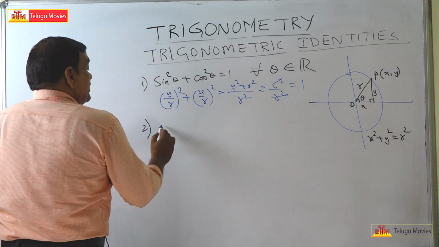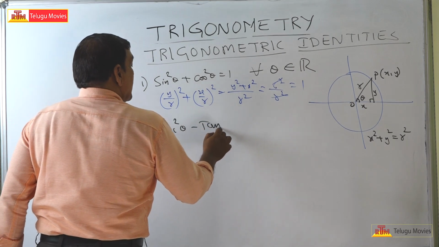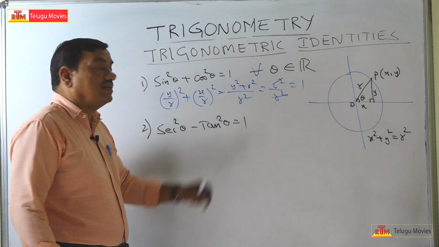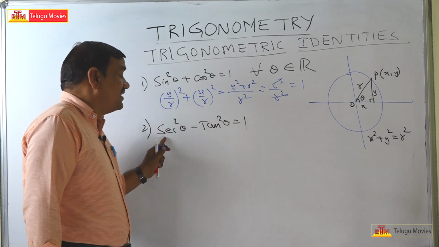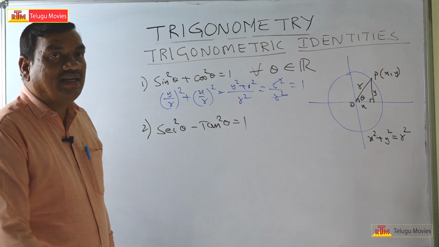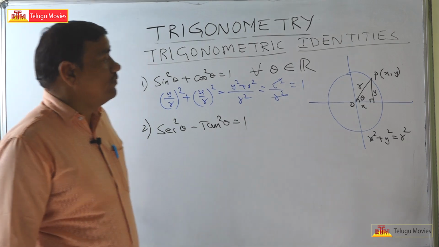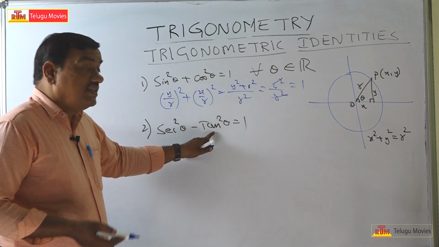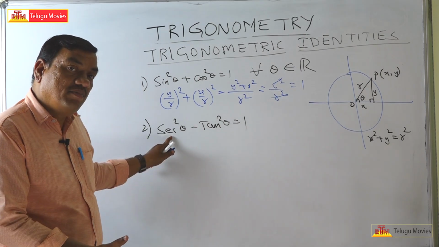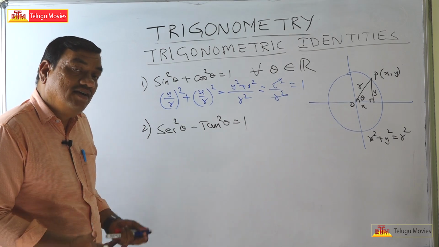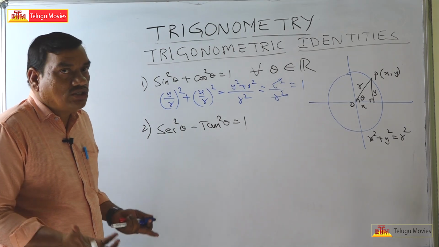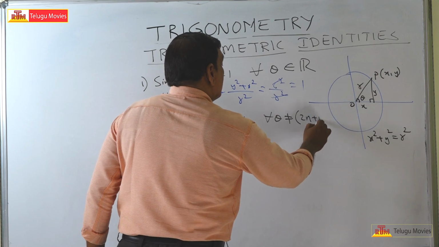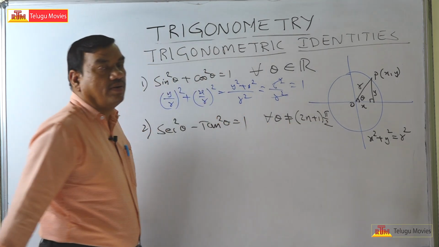The second trigonometric identity is secant square theta minus tan square theta is equal to 1. I already told the domains of tan theta and secant theta are both the same. Why? Because for tan theta the denominator is x, and for secant theta the denominator is x. That's why the domain is the same, and therefore their intersection is also the same. Therefore, for all theta not belonging to (2n plus 1) pi by 2. This also you have to remember.